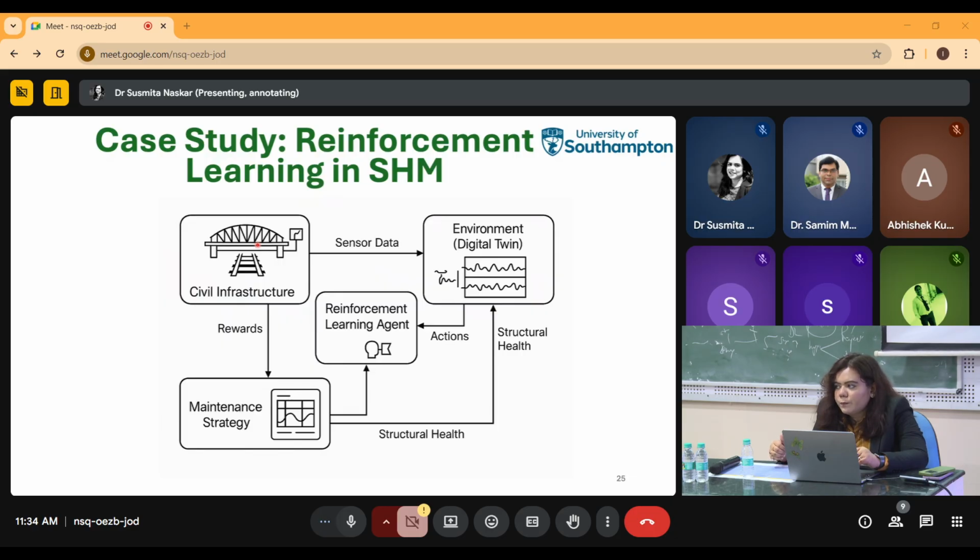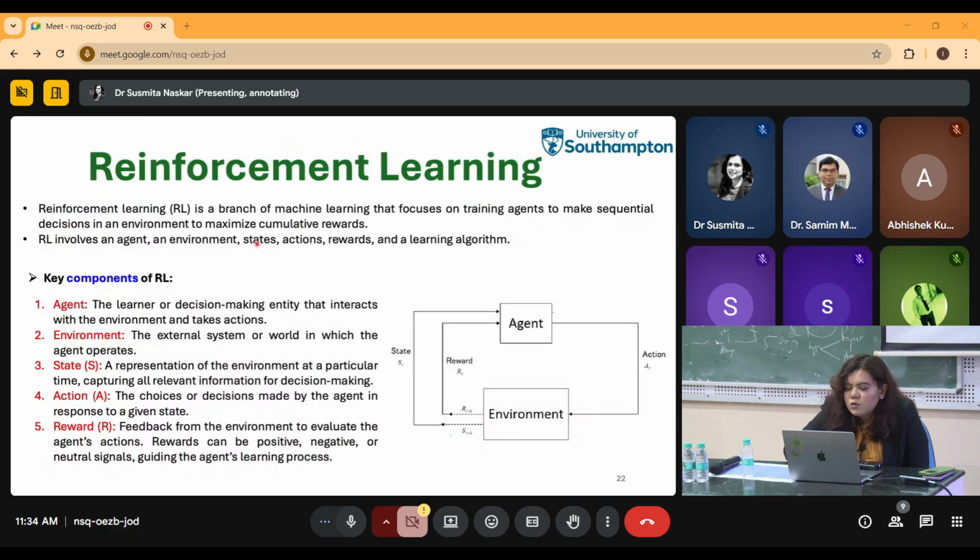What do we do next? You have the sensor, right? And then you have the digital twin, which is your environment, a virtual representation. So what is the next thing we do here? Go back here again, you know your environment, right, from where it is being learned. So what is the important factor now? The agent which is going to learn, right?